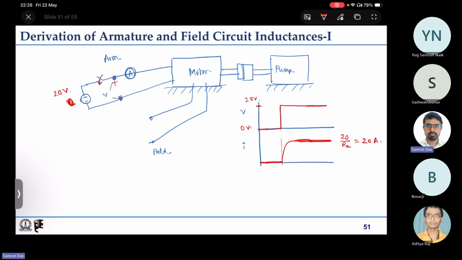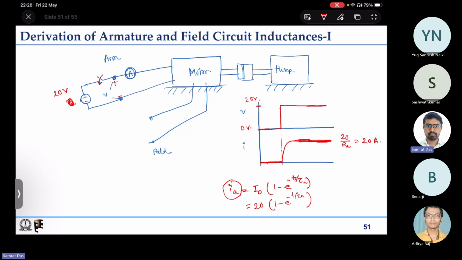So from this response, this is expected to be a typical first order response. The first order response is typically Ia equal to I0, that is the final value, times 1 minus e to the power minus t by tau a, where tau a is the time constant of the first order circuit. Here we know the final value, I0 equal to 20, so Ia equals 20 times 1 minus e to the power minus t by tau a. Now we have this Ia as a function of time.